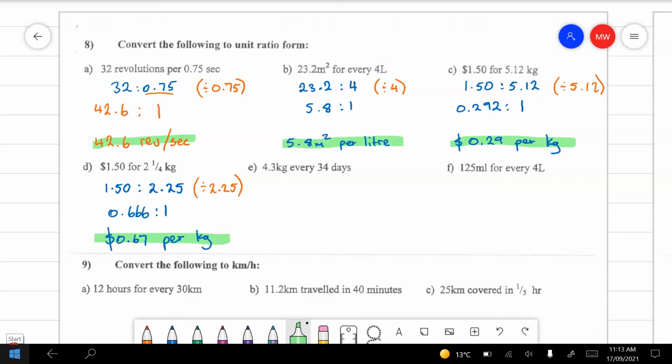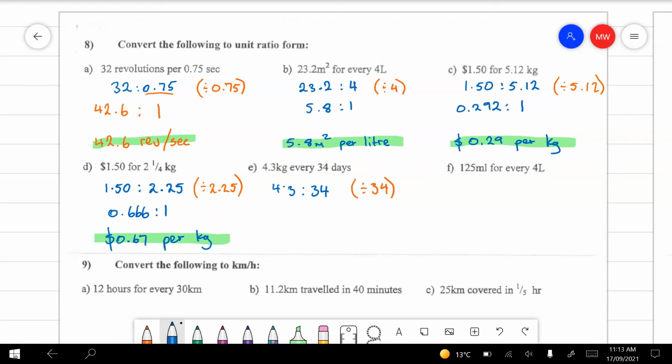And as a worded answer. And then what have I got? I've got 4.3 kilos every 34 days. That's not much good to me. I'd like to know what it is per day. So I'll divide both sides by 34.